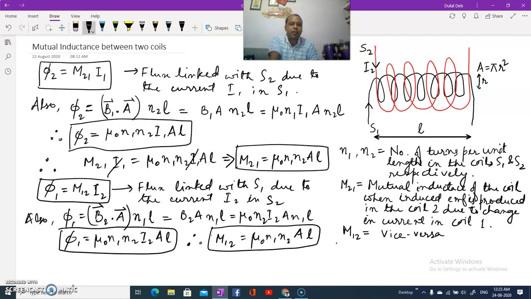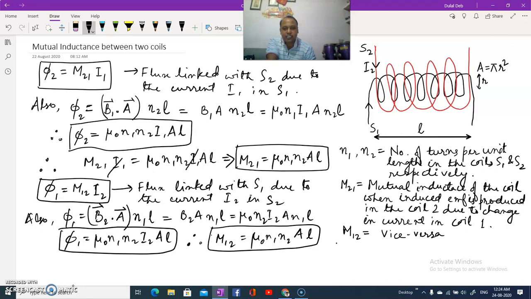M21 and M12. M21 was the condition when the induced EMF was produced in the second coil S2 due to the change in current in the first coil S1. Whereas M12 is the mutual inductance when the induced EMF is produced in the first coil S1 due to the change in current in the second coil S2. But both the values are the same.